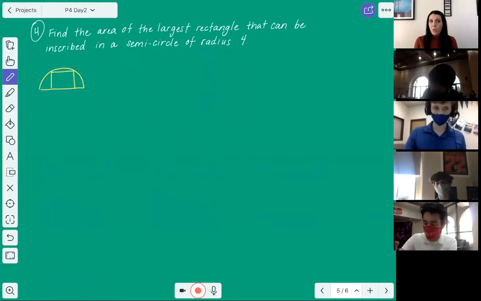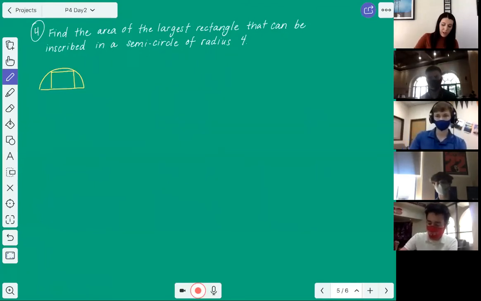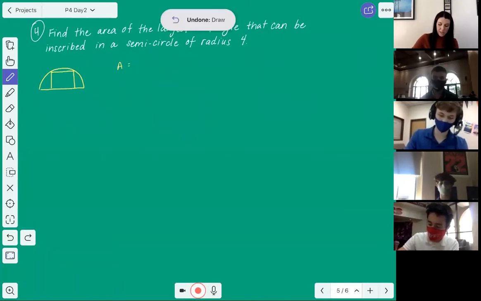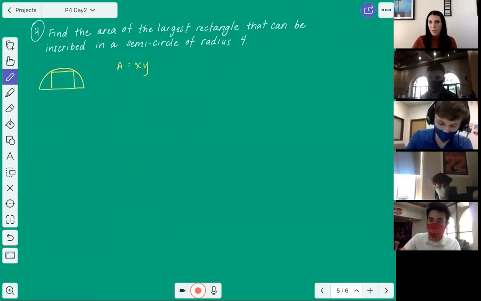If I were to ask you to write an equation of a rectangle, because that's the thing that we are trying to find, the area of the largest rectangle, you might write for the rectangle, area equals base times height, right? Or maybe even x times y, something like that. That's what you would probably write for your rectangle.